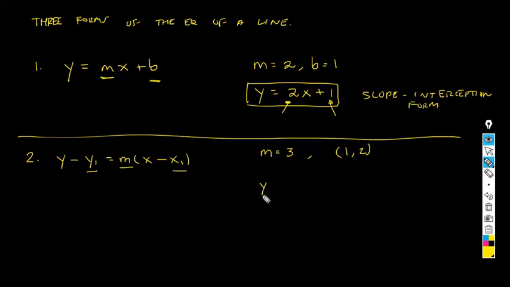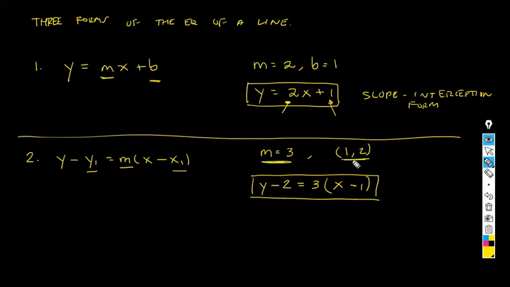Okay, I'm gonna write y minus y1. But what is y1? It's the coordinate y of the point that we know, in this case 2, equals the slope, which is known to be 3, times x minus x1. But what is x1? It's the x coordinate of the point that we know. So this would be the equation of the line with this characteristic and this characteristic.